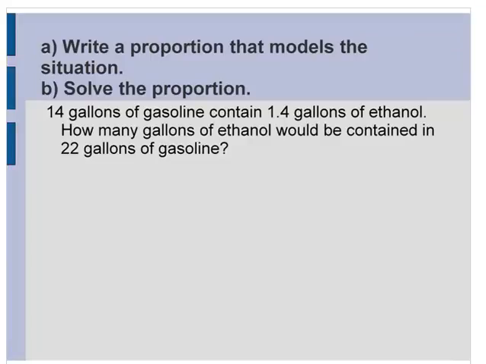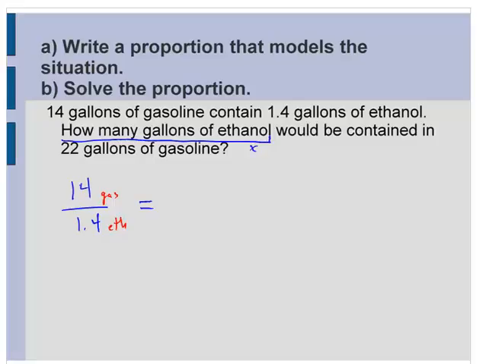Alright, again, write and solve a proportion. 14 gallons of gasoline contains 1.4 gallons of ethanol. How many gallons of ethanol would be contained in 22 gallons of gasoline? Alright, so let's start by writing the 14 and the 1.4. Now they're both gallons, so let's be careful here. Gasoline, ethanol, equals how many gallons of ethanol? Let's call that the x.